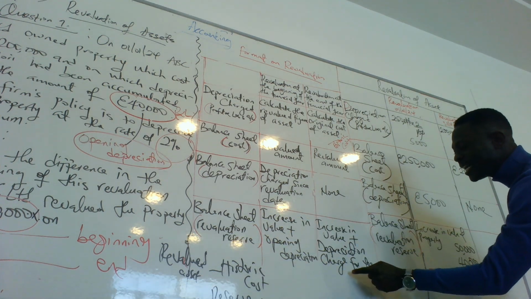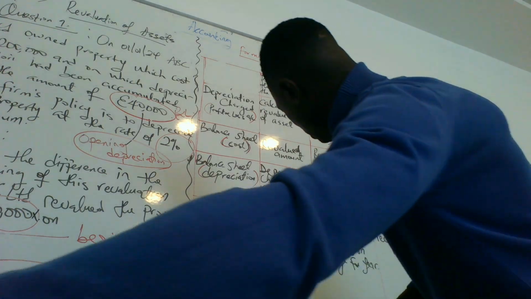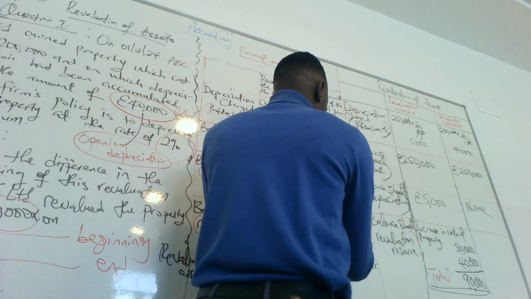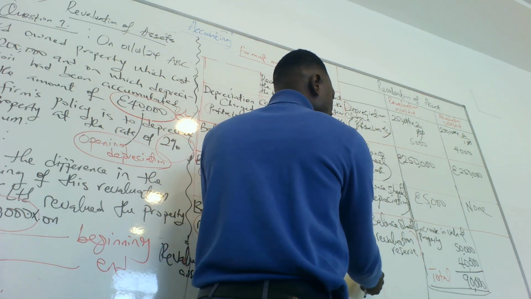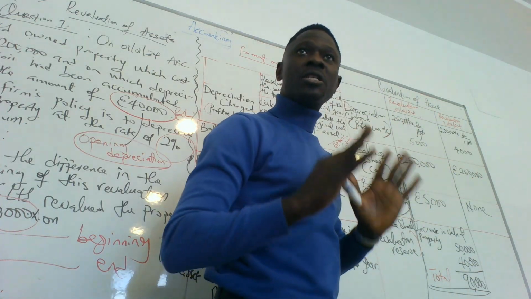Plus depreciation charge for the year. Do we get it or not? What is the position? 4,000 for this year. Do you get it or not? This is it. Increase in value plus depreciation charge for the year. Depreciation charge for the year is how much? 4,000. Then we have accumulated depreciation of 40,000.